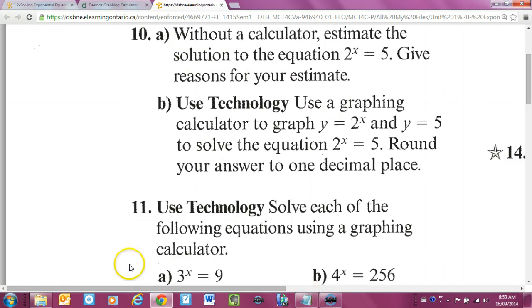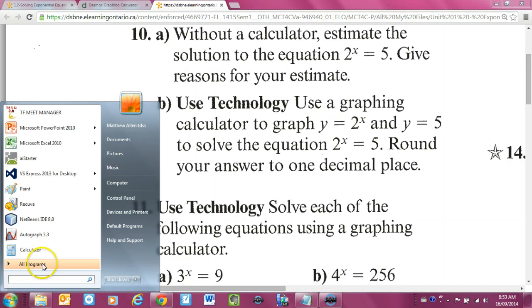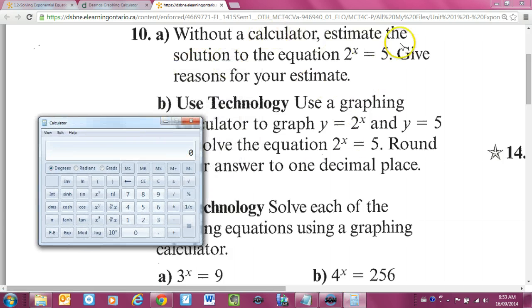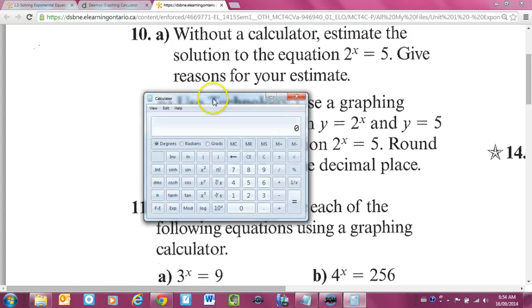We've got a couple of different ways we can solve something like this. We're just looking at question 10 here. It says, without a calculator, estimate. Well, to start, I know that 2 to the exponent 2 is 4. 2 to the exponent 3 is 8. So 2 to the exponent something in between is what I'm looking for.